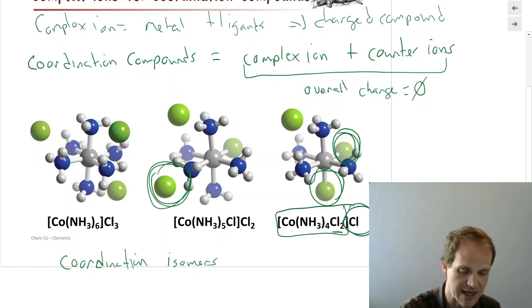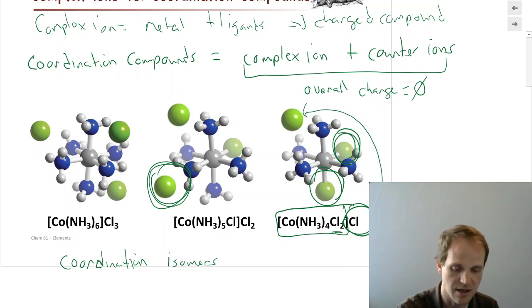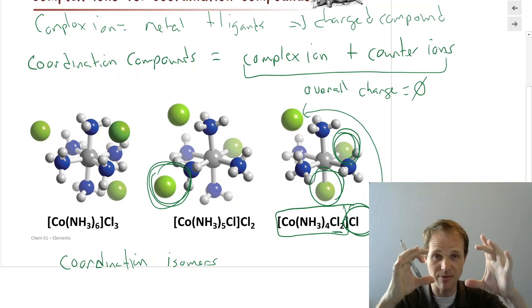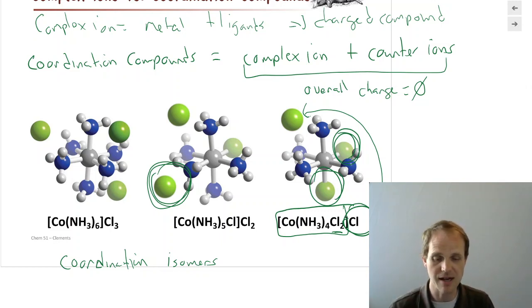Then I stick that counterion chloride on the outside of those brackets there to say the things in the square brackets, that is my complex ion. The whole thing together is my coordination compound. And remember, a coordination compound is always going to sum up to a total charge of 0. If you don't have a total charge of 0, you still have essentially a complex ion because you haven't neutralized and balanced all your charges.